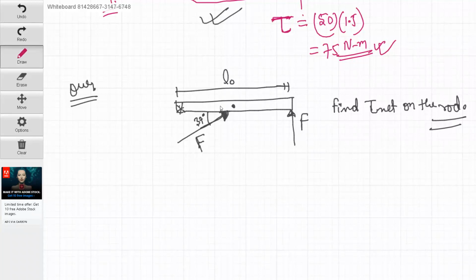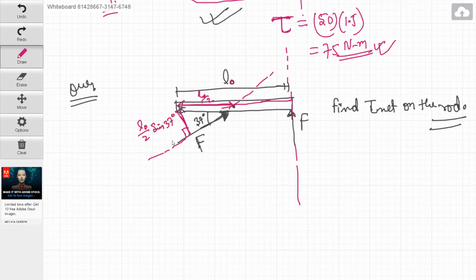So, okay, let me tell you. This is the force, this is the line of force, and this perpendicular distance is this one, L naught. And here this one is the line of force, and the perpendicular distance is this one. So you have to calculate this perpendicular distance, which is very easy to calculate. This length is L naught by 2, and this is 37 degree. So what is that perpendicular distance? This perpendicular distance is basically L naught by 2 sine 37 degree. Is this all right?